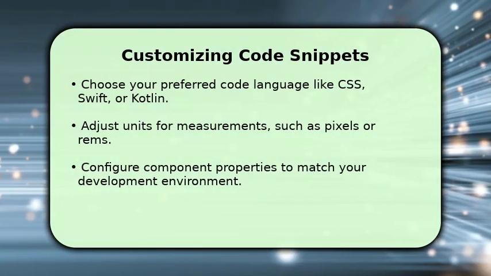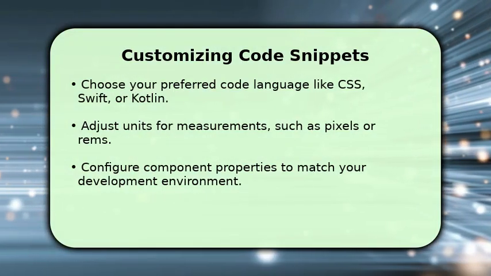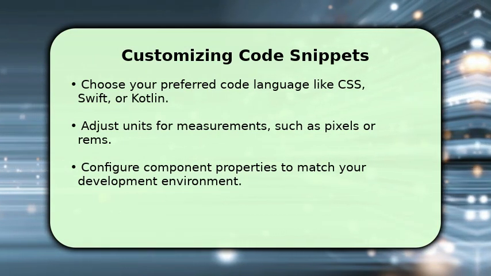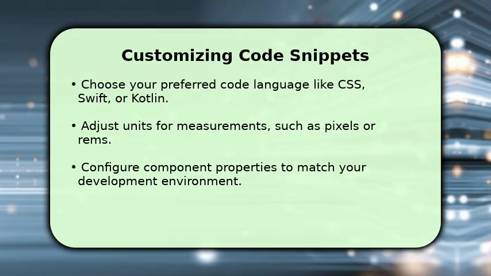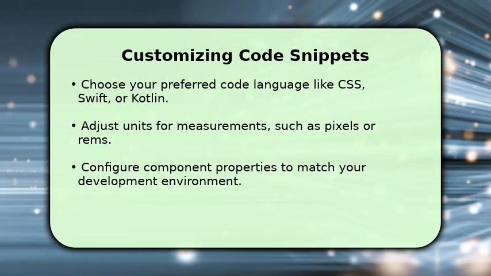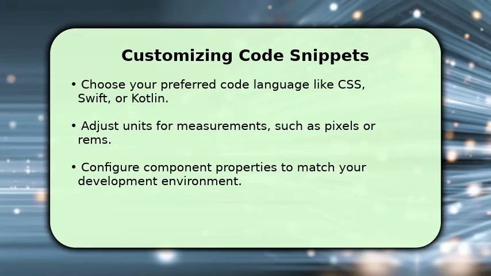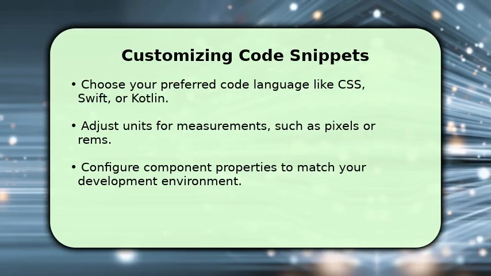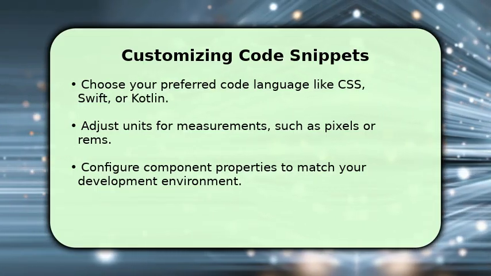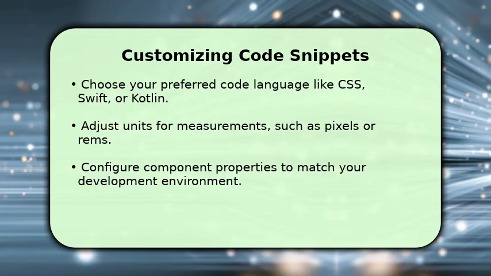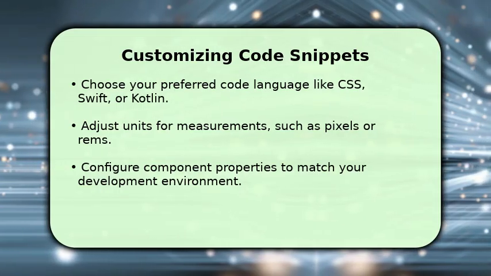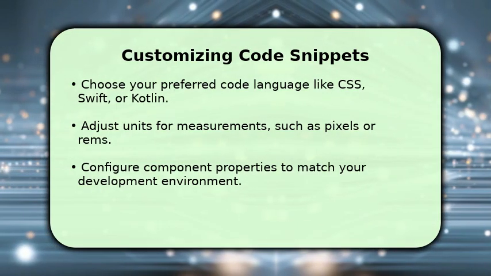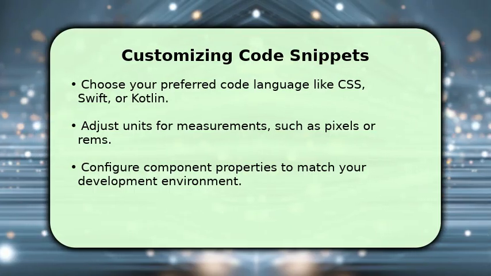Figma allows you to tailor the code output to fit your project's specific needs. You can select your preferred code language, choosing from options like CSS, Swift for iOS, or Kotlin for Android. Additionally, adjust measurement units, perhaps from pixels to rems, to align with your styling conventions. Configure component properties to match your development environment, ensuring seamless integration. Figma supports popular frameworks such as React and Vue, offering great flexibility.